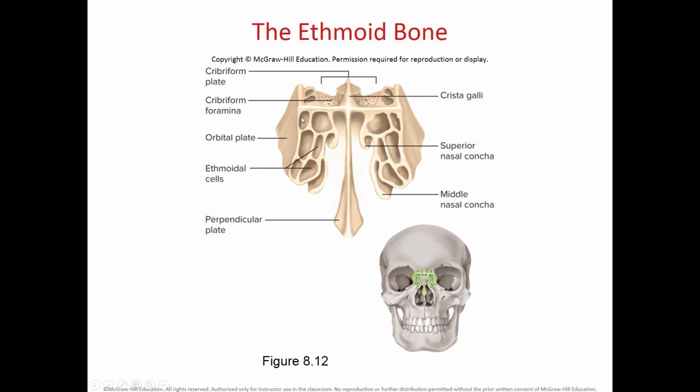And then this will be the cribriform foramina, the area where the nerves from our nose pass through into our brain. And here, this projection of the perpendicular plate will be called the crista galli. And all of these here will be the cribriform plate.